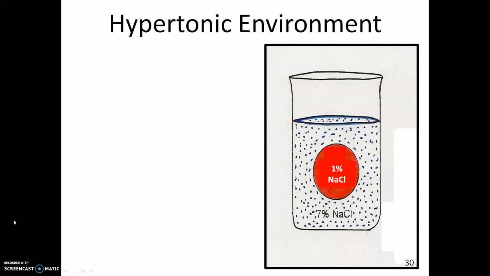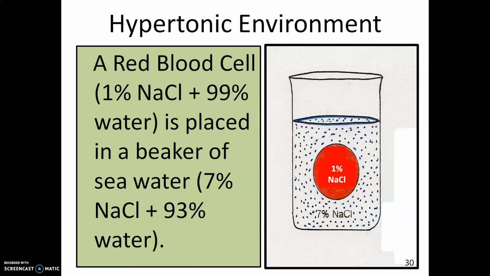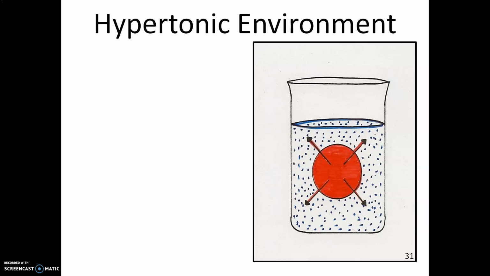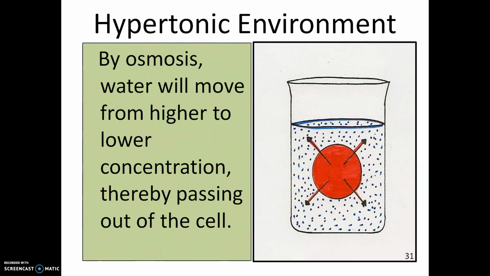So here we have a beaker, 1% salt in the animal cell that's been placed in the beaker, and in the water environment that the cell is in, we have 7% salt. So that would be 93% water if you did the math, and 99% water inside the cell. So obviously the high concentration of water would be inside of the cell, and the low concentration of water would be outside of the cell. So water wants to move from high to low, so you're going to see that the water is going to move out of the cell. So if water is moving out of the cell, you're going to see the cell start to shrivel up or shrink.